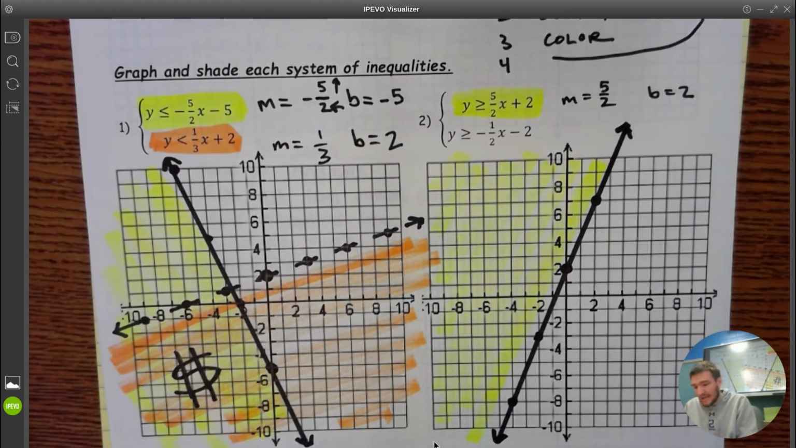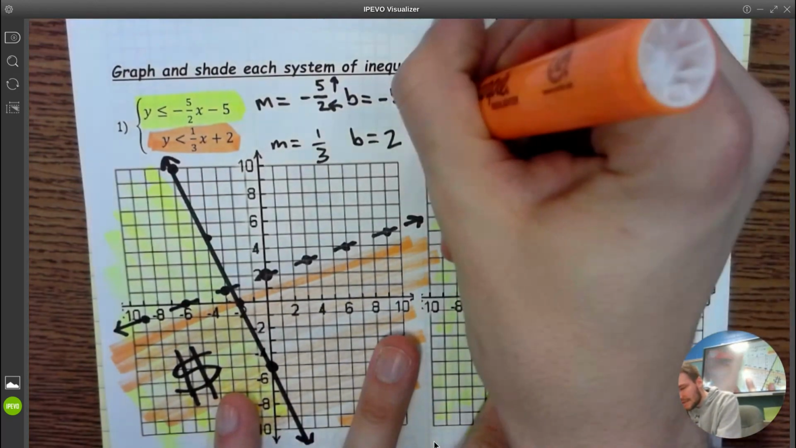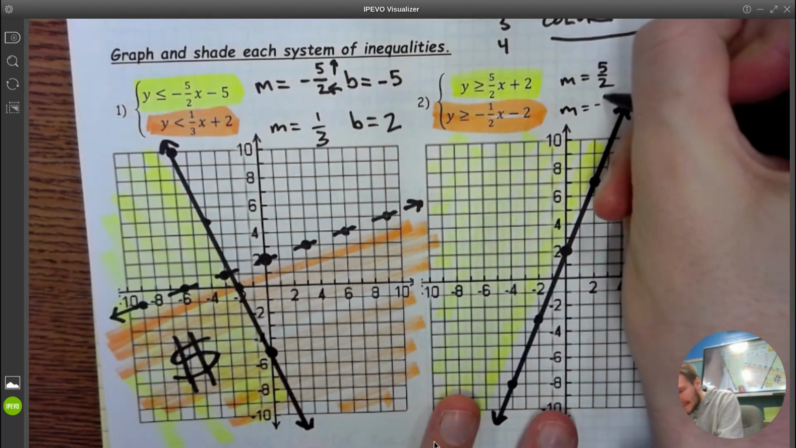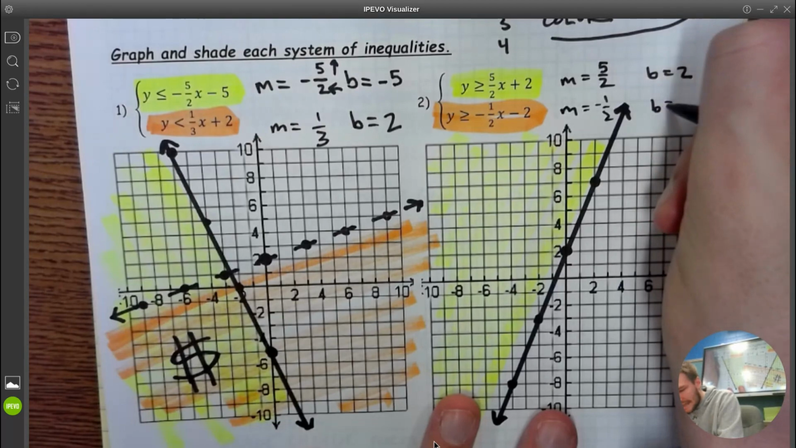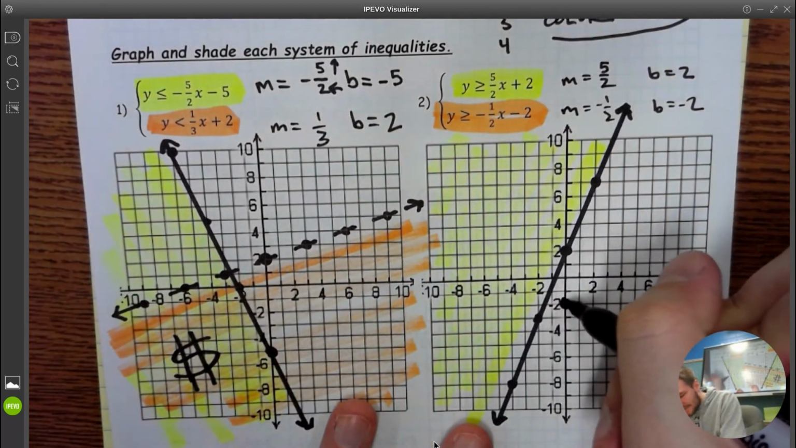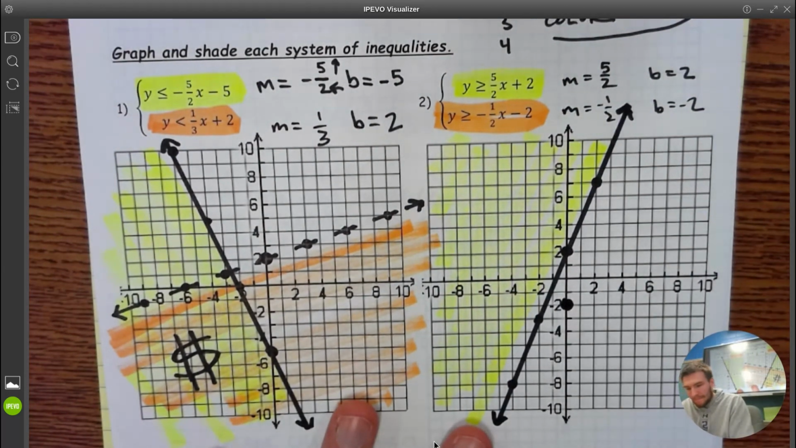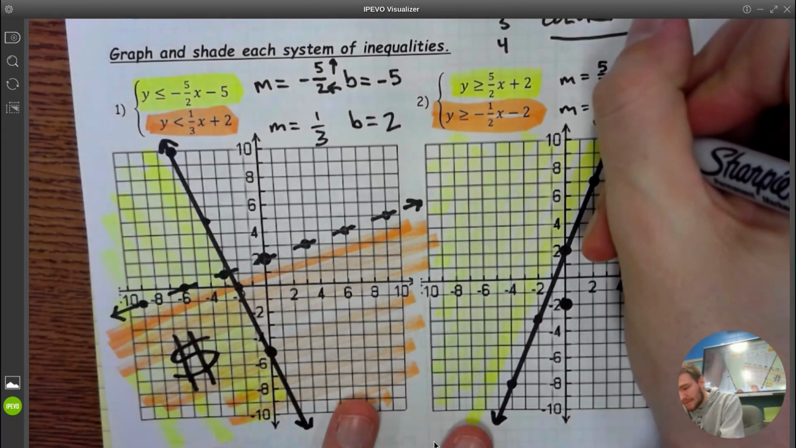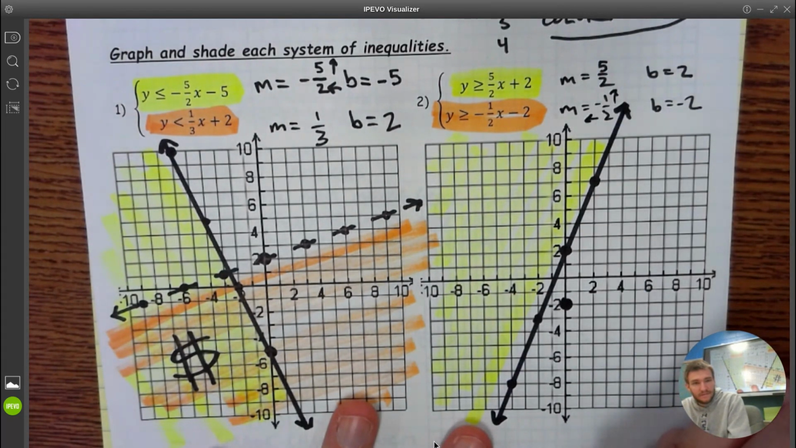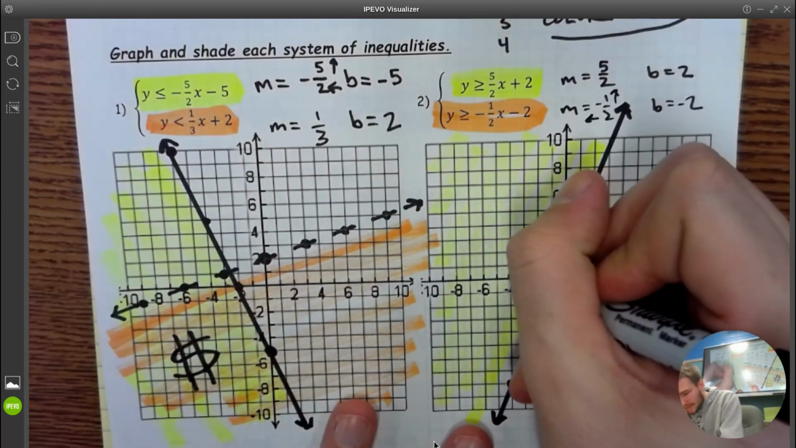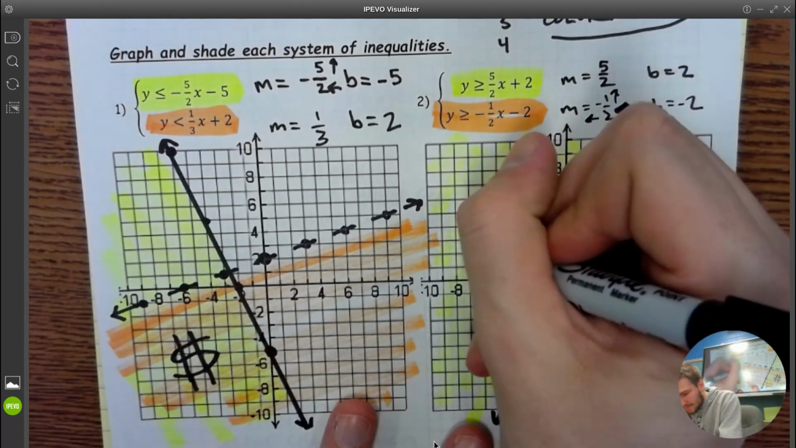The second question, I hope you're already working ahead of me. The M is -1/2, the B is -2. I'm going to start at -2. And it's -1/2, which is going to be up and left. Up 1, left 2. Up 1, left 2, up 1, left 2, up 1, left 2.